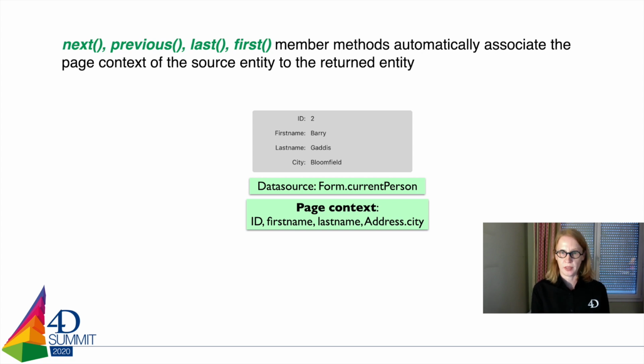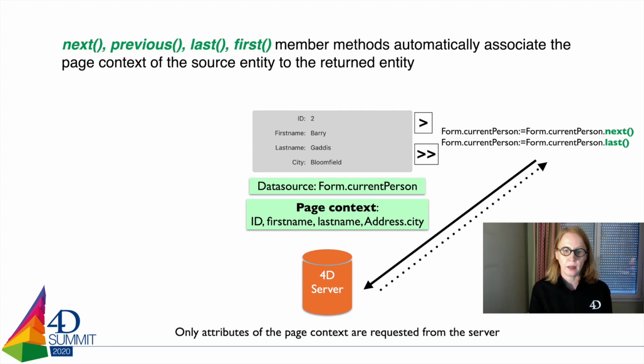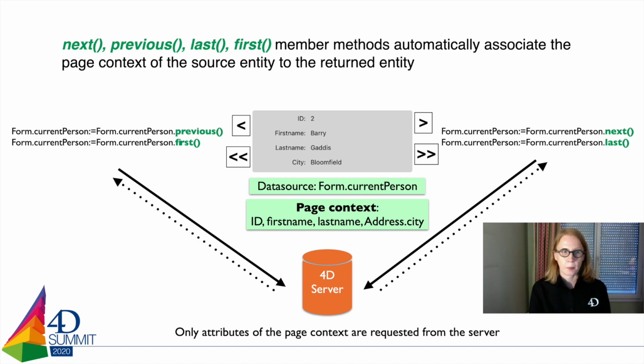We work on our detail form with the form.currentPerson entity. We work with the page context, and this is the 4D server. If we go on the next person or on the last person using the next and last member methods applied on form.currentPerson, then only attributes of the page context are requested from the server. And if we go on the previous person or the first person, it is the same, only attributes of the page context are requested from the server.